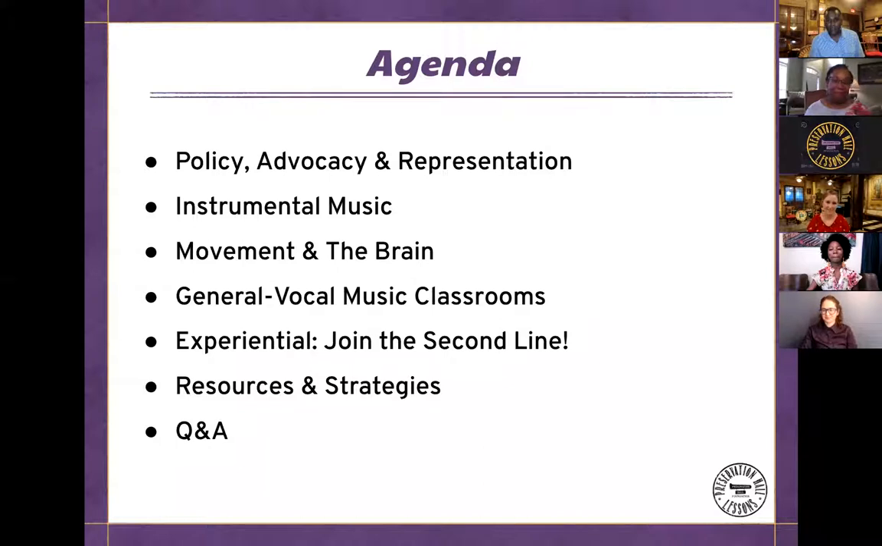So welcome. We'll start by telling you our agenda for tonight. Tonight's agenda includes policy, advocacy, and representation, instrumental music, movement and the brain, general vocal music classrooms, and an experiential join the second line. We have a resources and strategies page, and at the end we'll have a Q&A where you can join in and pitch your questions to all the panelists. Right about now, I think Ms. MeLinda Ford is going to take us into the first part of our agenda, policy, advocacy and representation. Take it away, Ms. Ford.